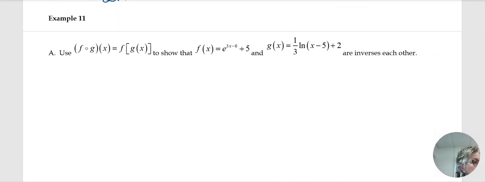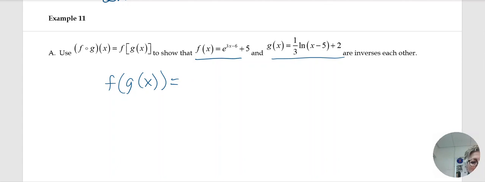All right, we're in the home stretch here, guys. We're just going to use the composition of inverse functions to prove that these two functions that were given here are indeed inverses of each other. So here's f of x, here's g of x. So first thing I'm going to do is f of g of x. And what is that going to say?